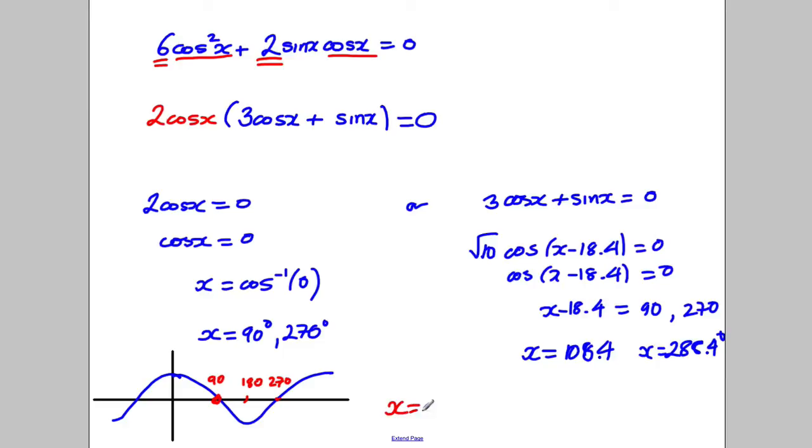So state them at the very end in order. x is 90 degrees, or it's 108.4 degrees, or it's 270 degrees, or it's 288.4 degrees, and we're done.